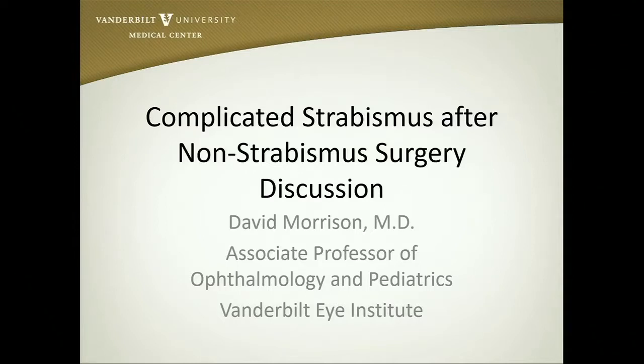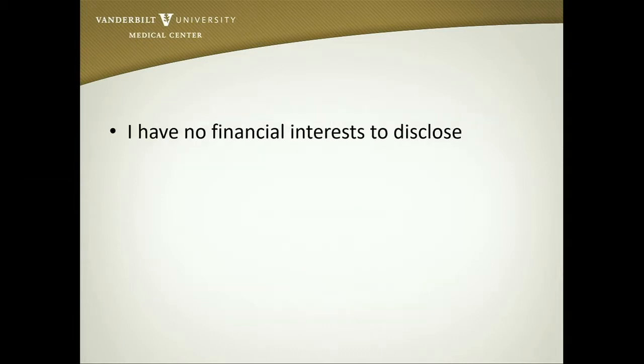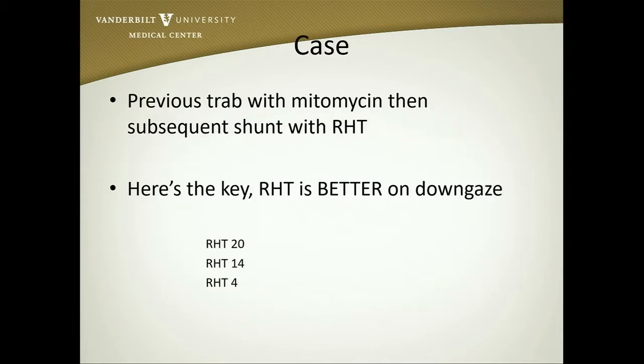So I'm going to discuss Federico's case, and I don't really have new data to present to you here, but I thought that this case was really interesting, so I wanted to point out a few points. This patient previously had a trab with mitomycin and then a subsequent shunt, and then had a right hypertropia. But the thing that's really interesting is that the right hyper was better in down gaze.